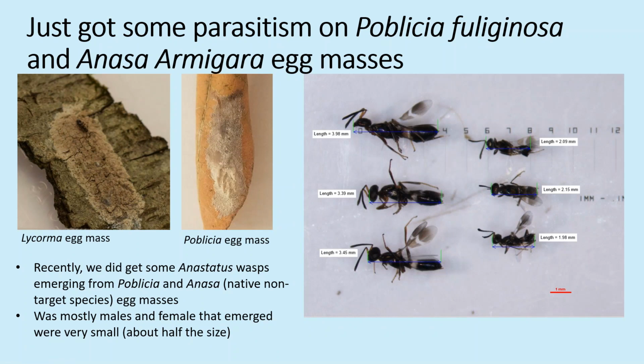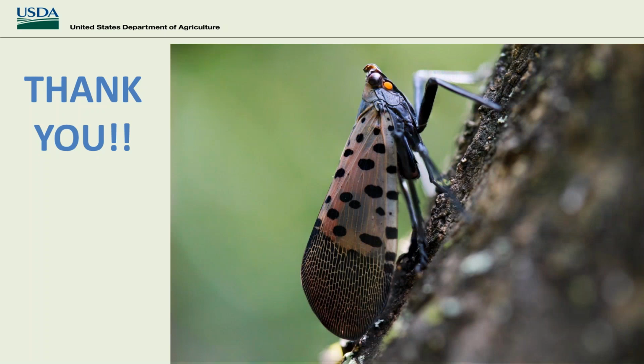So what we saw, unfortunately, is that with the Anastatus parasitoid, we did get emergence of males and a female. They were quite a bit smaller, but they were able to complete their life cycle on this Publicia egg mass, the native. So they're still doing some work, but it doesn't look too promising for that insect. So anyway, they'll continue that work, and I'm happy to take any questions at this time.